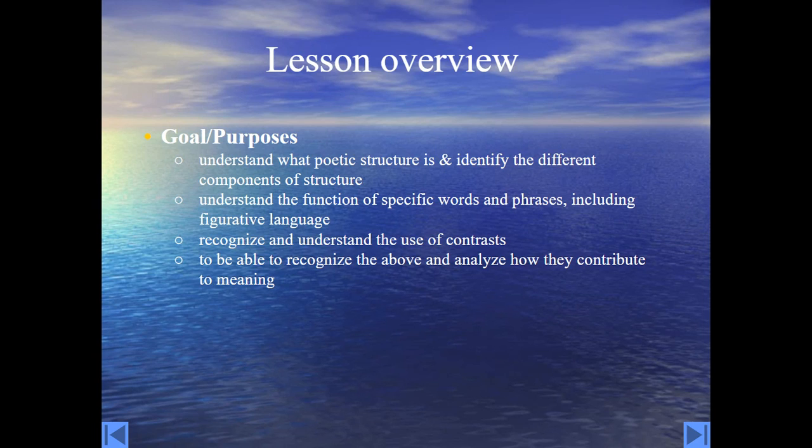Our lesson overview, our goals and purposes, is to understand what poetic structure is and identify the different components of structure. Understand the function of specific words and phrases, including figurative language. Recognize and understand the use of contrasts. And then finally, to be able to recognize the above and analyze how they contribute to the meaning. So how do we look at all of those things and how do they help us figure out what the meaning of the poem is, or a message, if you will.